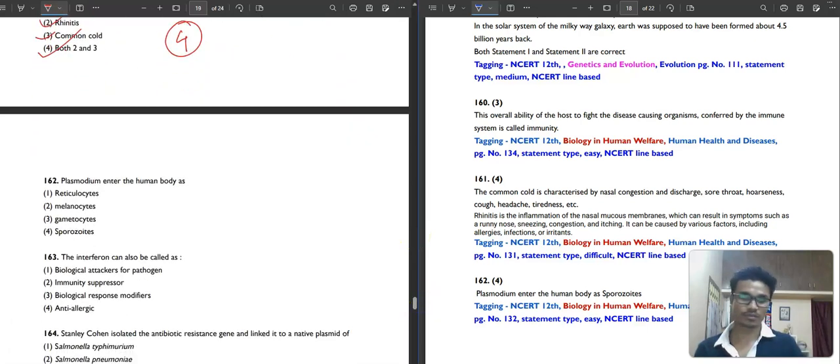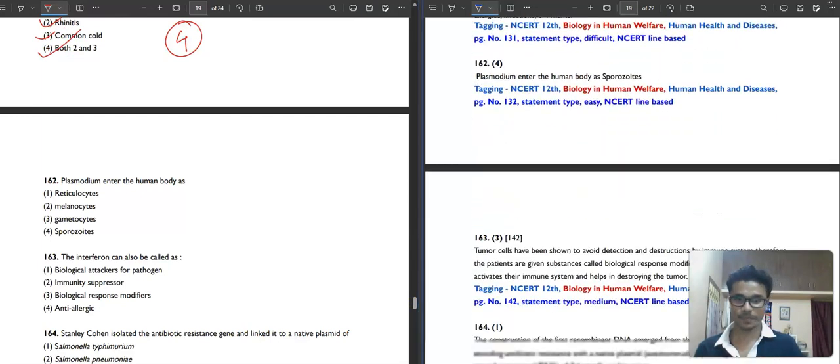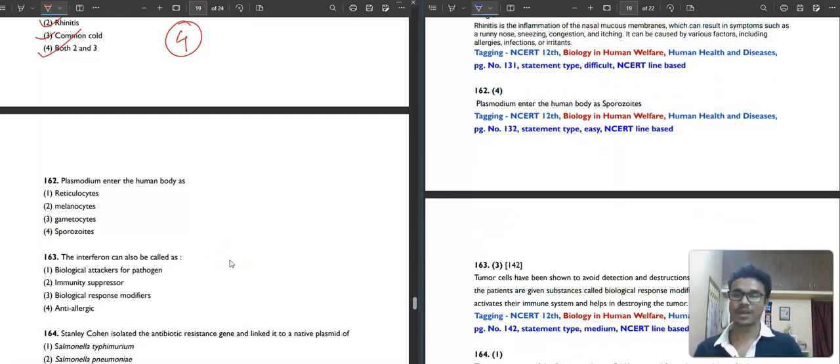Question number 162. It is saying that Plasmodium enters the human body as reticulocyte, melanocyte, gametocyte or sporozoite. Plasmodium enters the human body as sporozoite. So the fourth option is your correct answer. Then it is saying that interferon can also be called biological attacker of the pathogen, immunity suppressor, biological response modifier or anti-allergic. So interferon can also be called a biological response modifier. So the third option is your correct answer.